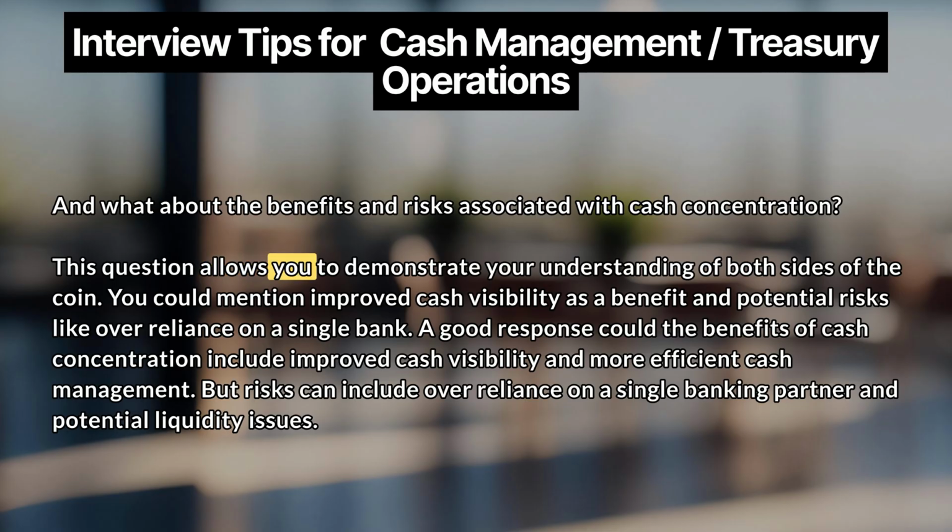And what about the benefits and risks associated with cash concentration? This question allows you to demonstrate your understanding of both sides of the coin. You could mention improved cash visibility as a benefit and potential risks like over-reliance on a single bank. A good response could be, the benefits of cash concentration include improved cash visibility and more efficient cash management. But risks can include over-reliance on a single banking partner and potential liquidity issues.